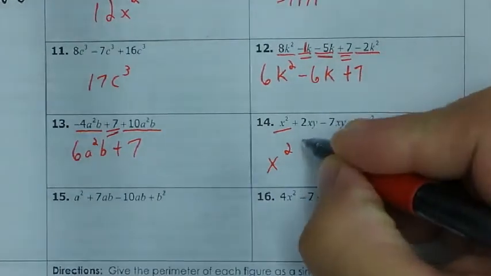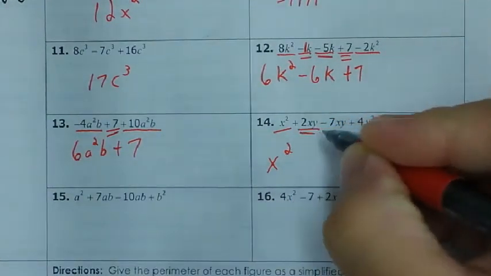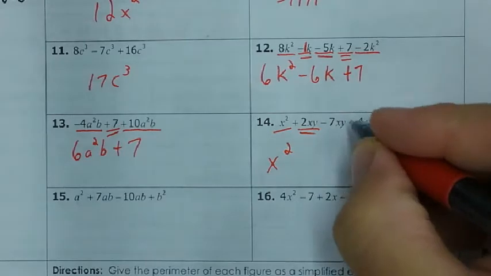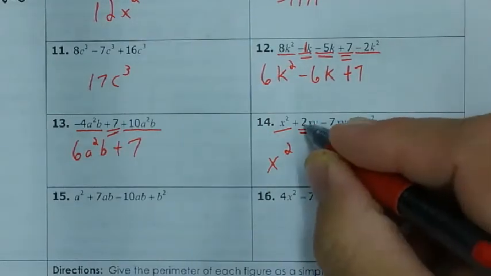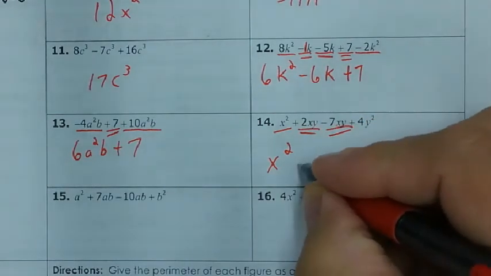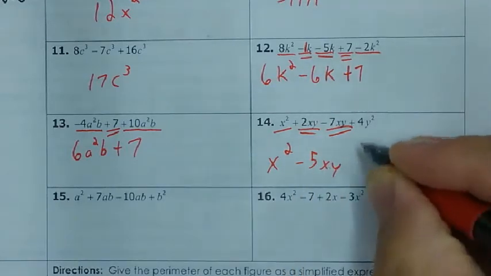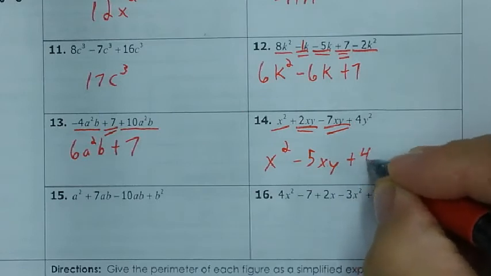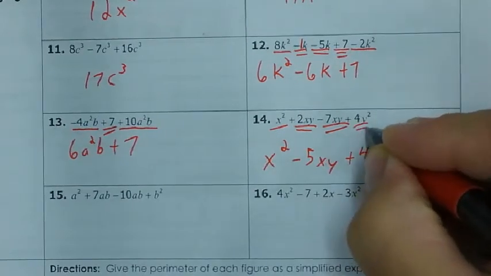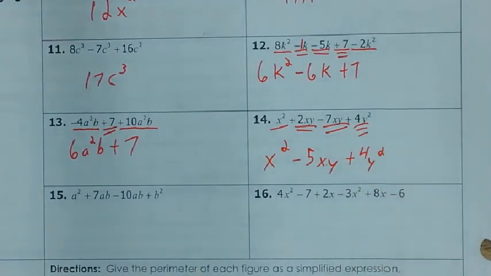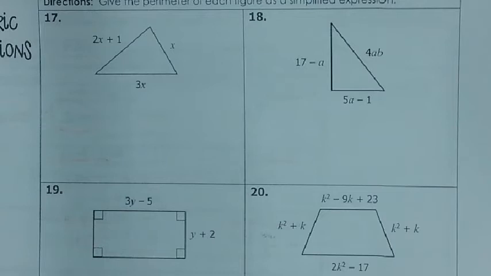Okay, now we look at the xy's. Is there any other xy? Yeah, negative 7xy. So what's 2 minus 7? Negative 5. Negative 5xy plus 4y squared. This is so easy. Okay, I want y'all to do 15 and 16 on your own. 16's a hard one.